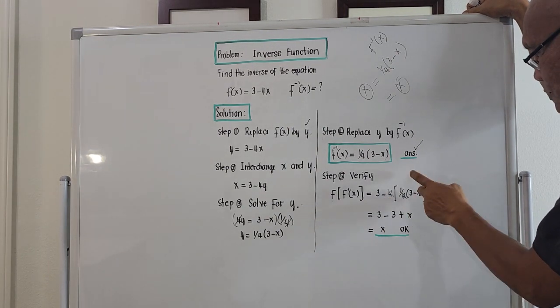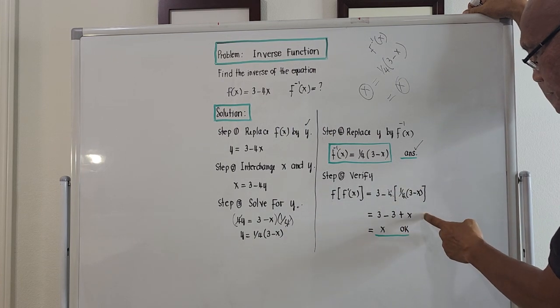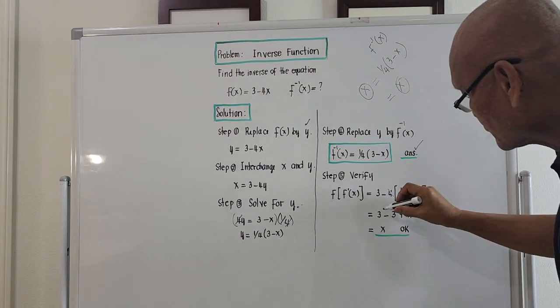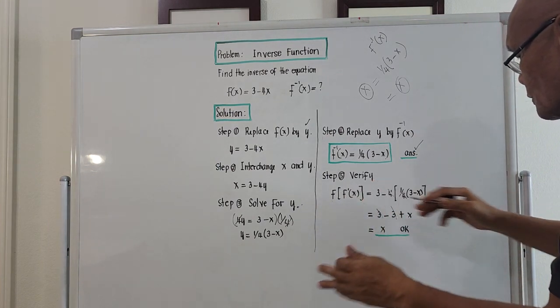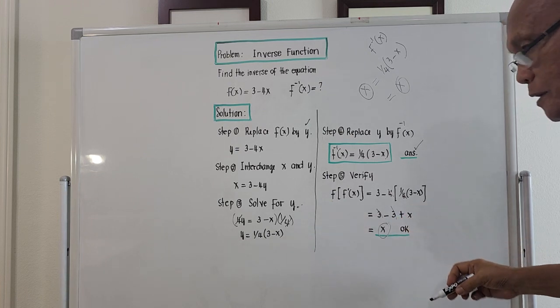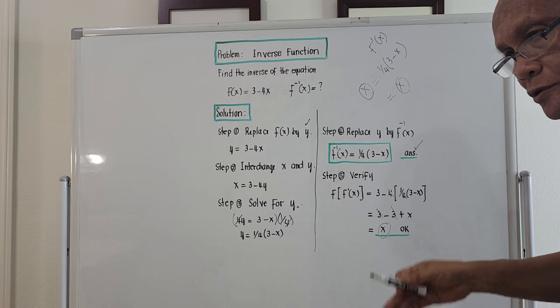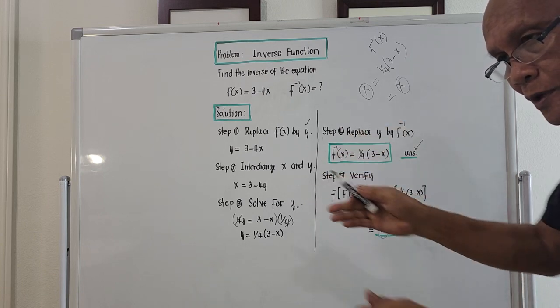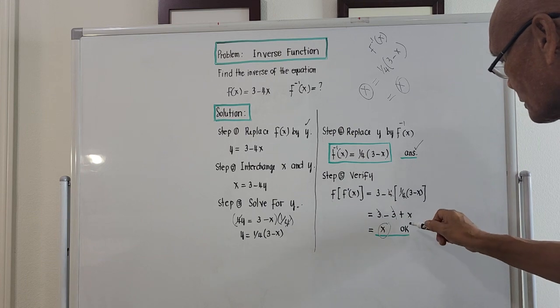Negative 1 times 3 will be negative 3, and negative 1 times negative x will be plus x. And 3 minus 3 cancels. So after the substitution and simplification, what comes out is x. And according to the concept of inverse functions, if after substituting the inverse value what comes out is x, the answer is correct. So this is okay.